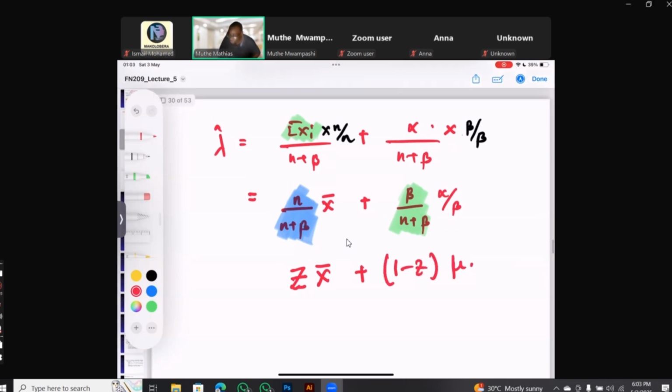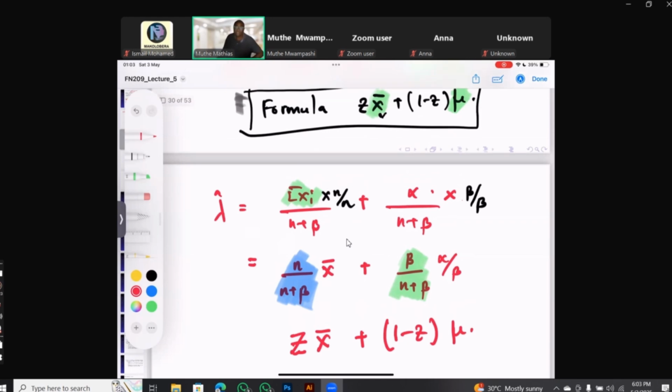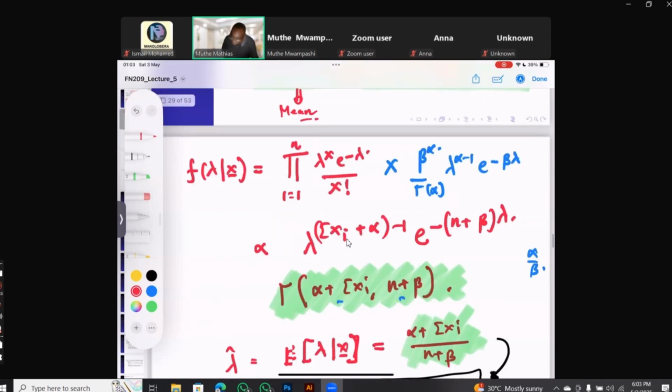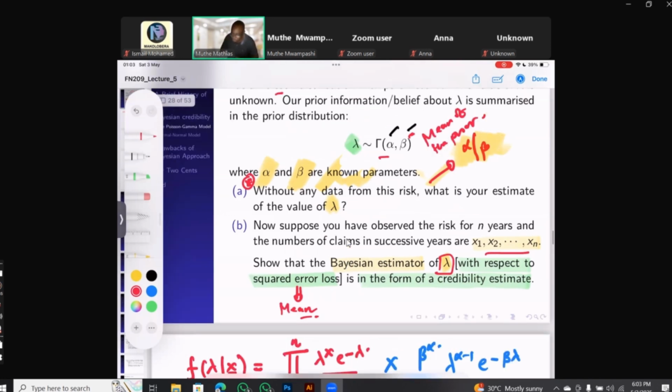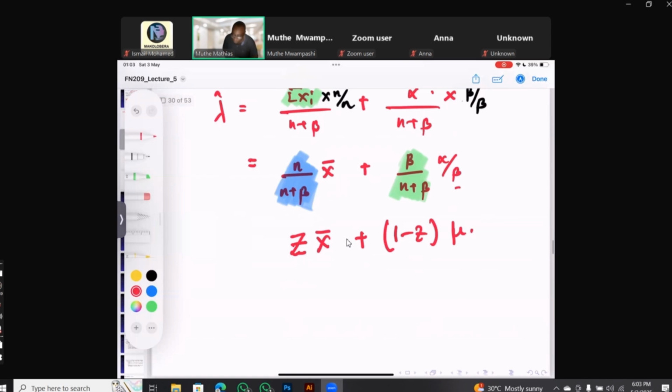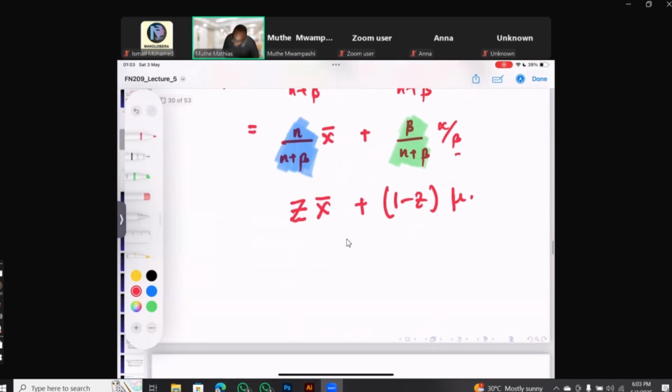So the mu in this case is actually like the population, but in this question it is not the population. It's something which we know from prior experience. From prior experience, we have a gamma distribution, and we know the mean of the gamma distribution is alpha over beta, right? So you can see now I've rearranged. In this case, we know what z is. Our z is equal to n divided by n plus beta.